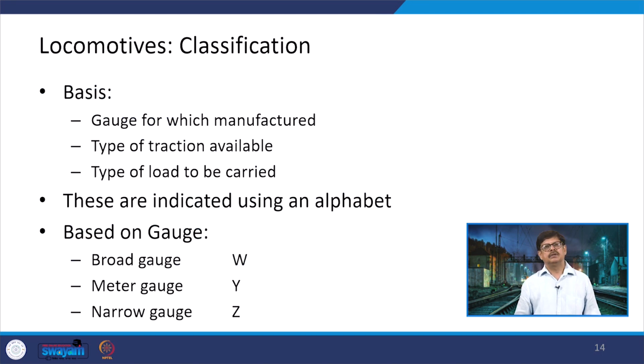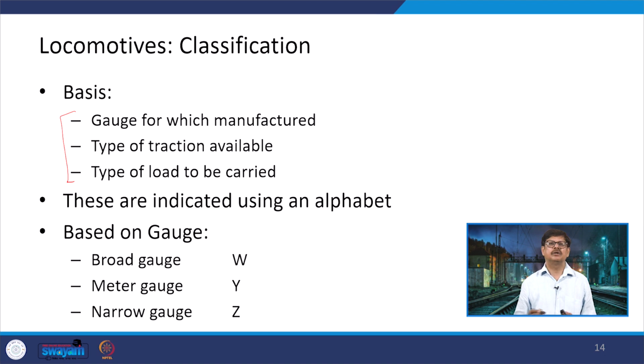Now, let us talk about the locomotive classification. In the case of locomotive classification, the bases are three. First one is the gauge for which it is being manufactured. Second, what is the type of traction which is available? So now we do not talk about the steam locomotives, but we have the diesel locomotives still operating, and then we have the electric locomotives which can be working with AC and DC. So that is the traction we are talking about here. And the third is the type of load to be carried, say we are carrying passengers or they are carrying freight.